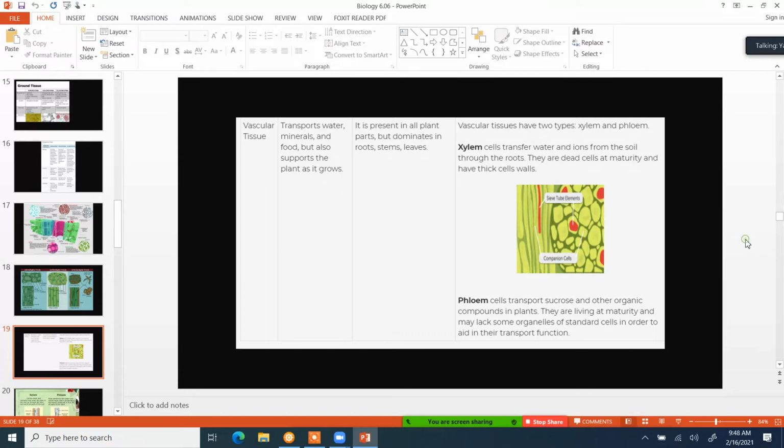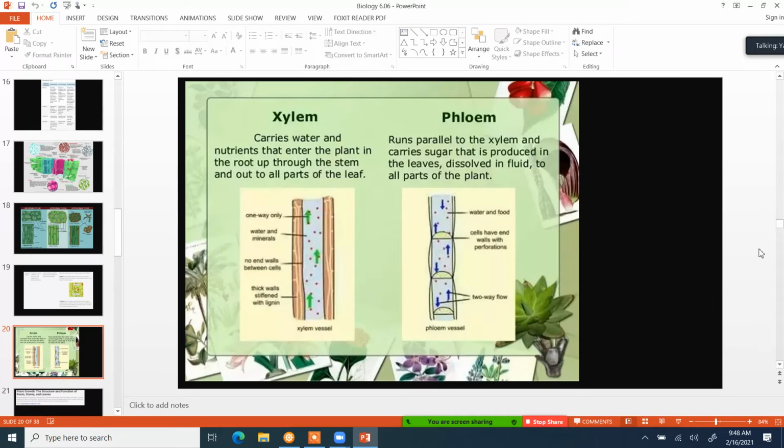Phloem transports sugars and other organic compounds. So it's sort of like food. Right, exactly right. So xylem is kind of like the raw ingredients, and then once the tree makes stuff, that stuff goes to the phloem. And then the phloem transports that, like sucrose and whatever other stuff.